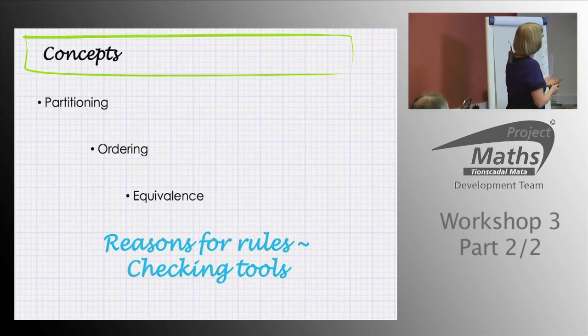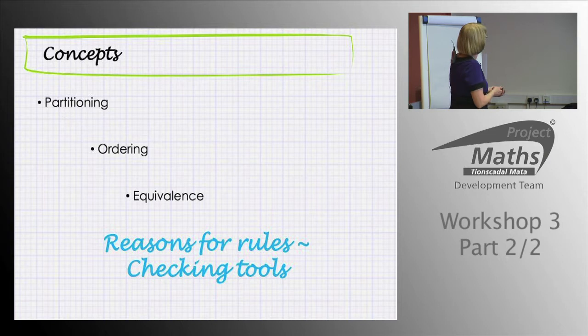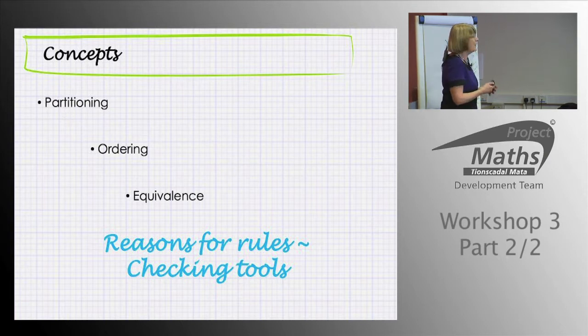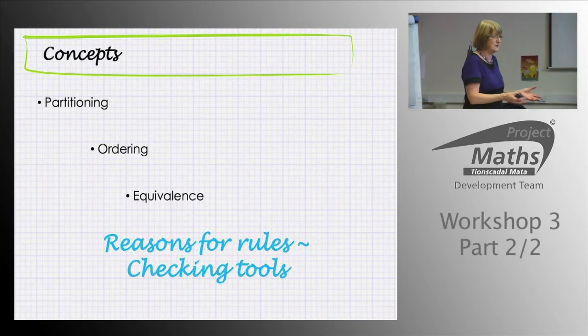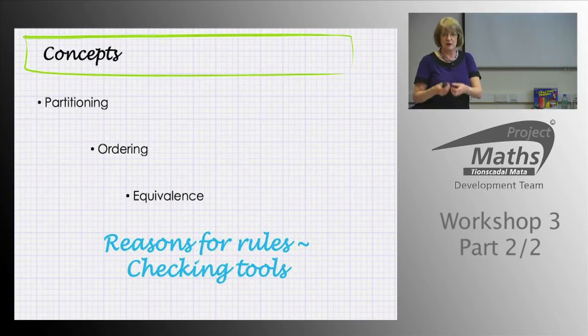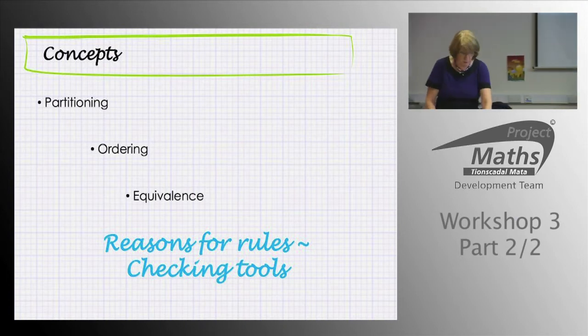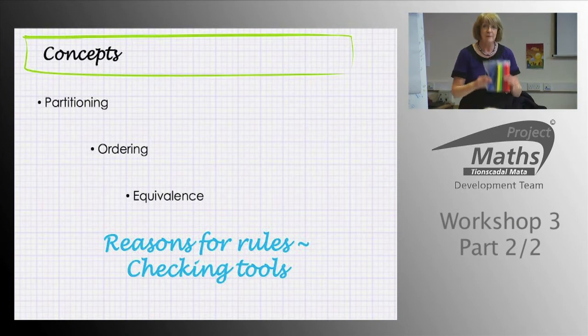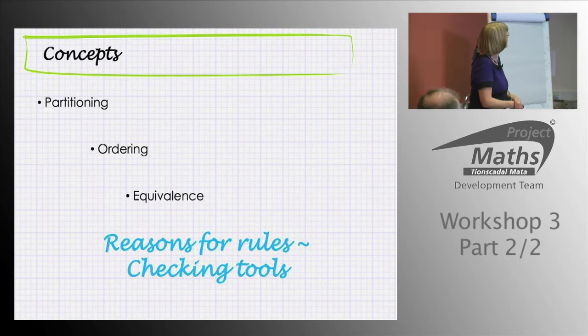As I've already mentioned partitioning, we're going to talk about ordering and equivalence. And what we're really looking for is that they have reasons for their rules, that we're giving them some method of checking. If they've done fractions and they come to an exam and they can't remember, do I invert and multiply, what on earth do I do with it? At least if they can draw or picture, I mean, okay, they won't have these with them in the exam, but it's easy to draw them so that they have some checking mechanism or checking tool.